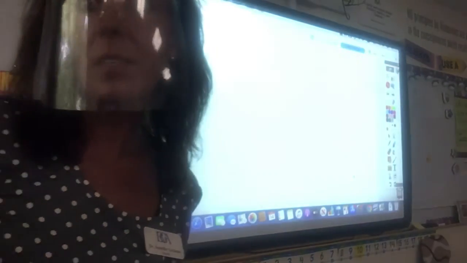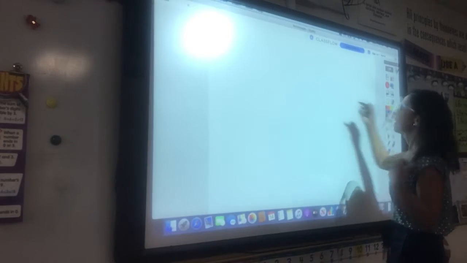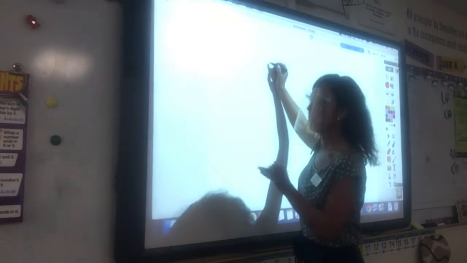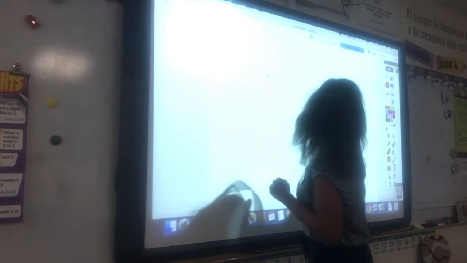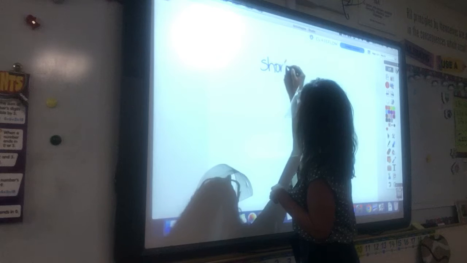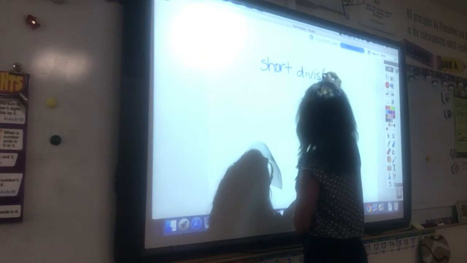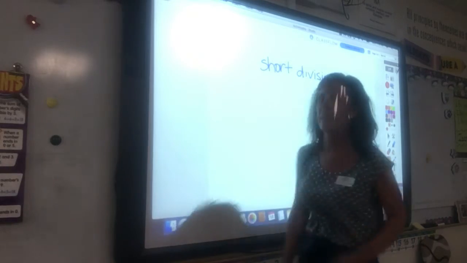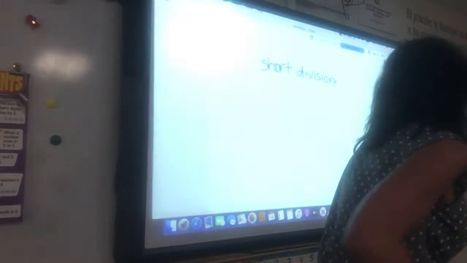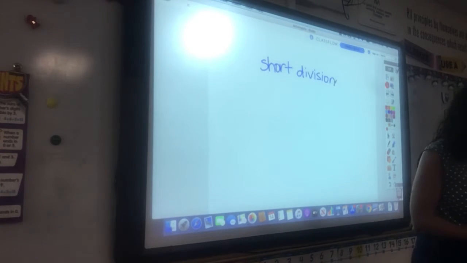So at the top of your next empty page, we're going to put several examples on here. I want you to write short division. Okay, short division. I'm going to show you a really fast way to divide if you have a single digit divisor. So write short division at the top of your next empty page, and we're going to put several examples in here.